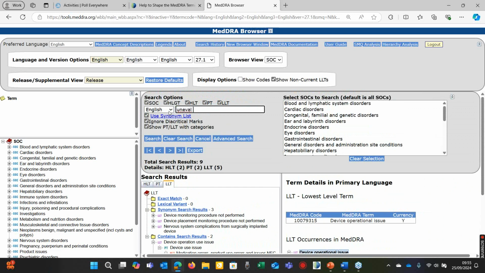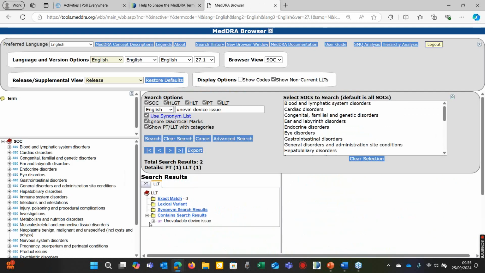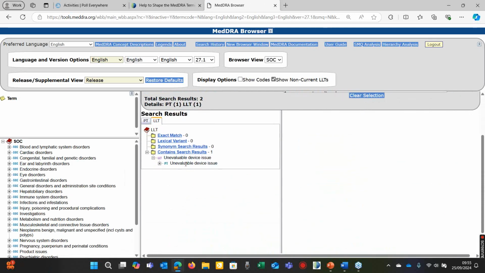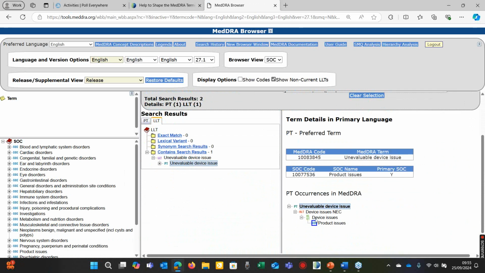device issue, which is more general and doesn't really tell us a great deal. That one could mean a number of things. Unevaluable device issue, I can show you the hierarchy for that one. That one is in device issues again, as you'd expect, under the HLT of device issues not elsewhere classified. So that is an option if you feel unsure about using either of the others.